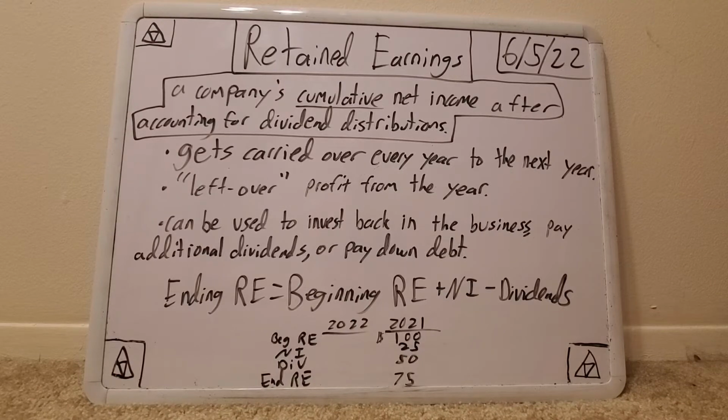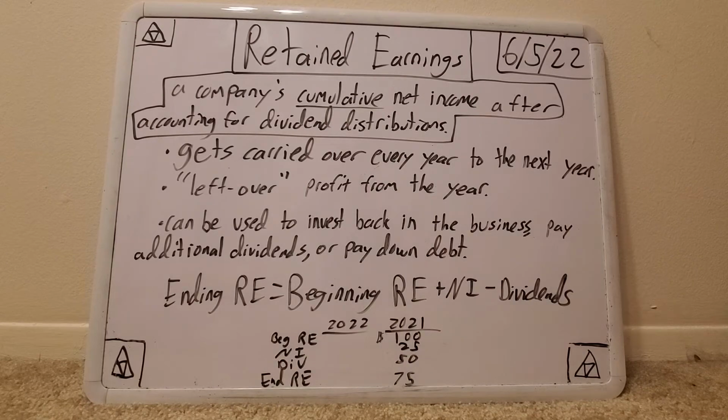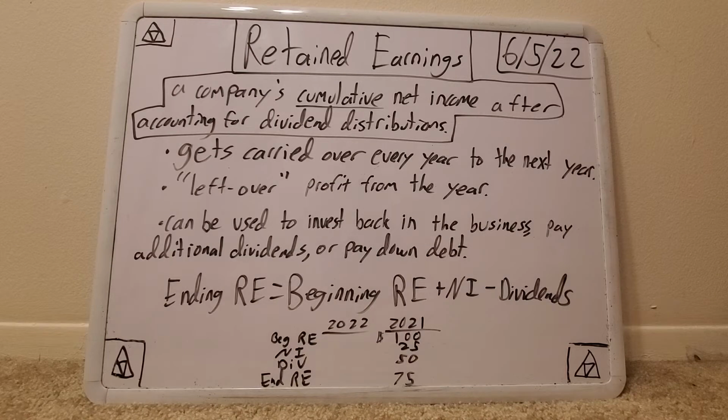Hello, everyone. Today I'm going to be discussing retained earnings, which is found on a company's balance sheet. So, retained earnings is a company's cumulative net income after accounting for dividend distributions. And what I mean by cumulative is that the retained earnings line gets carried over every year to the next year. So, a company's ending retained earnings in 2021 will then be carried over to 2022 as their beginning retained earnings, and I'll get to an example of that at the end of the video.